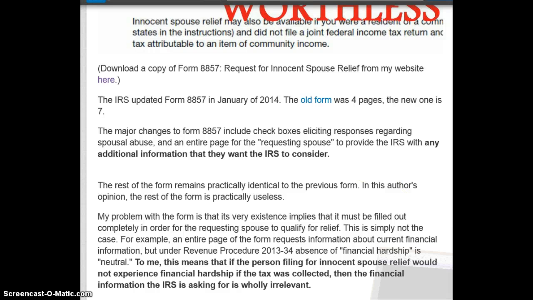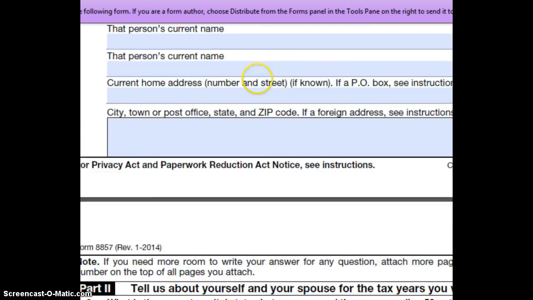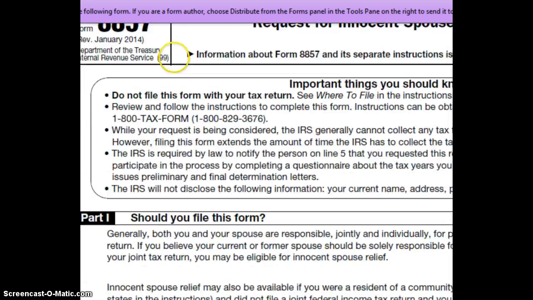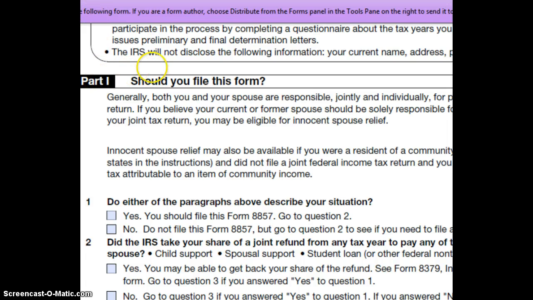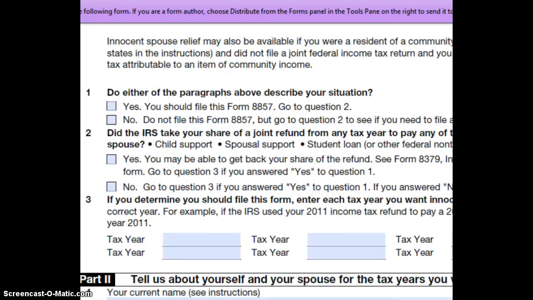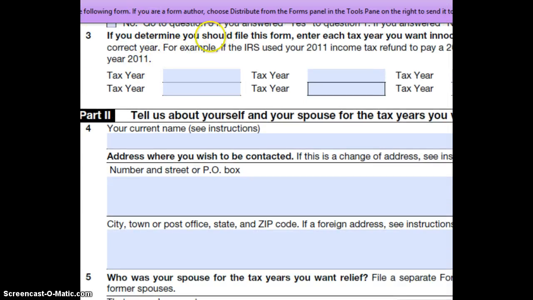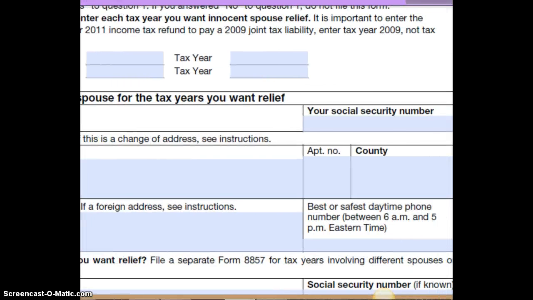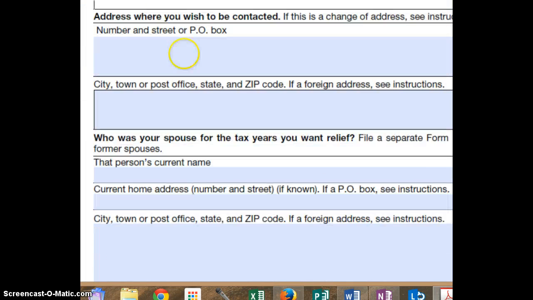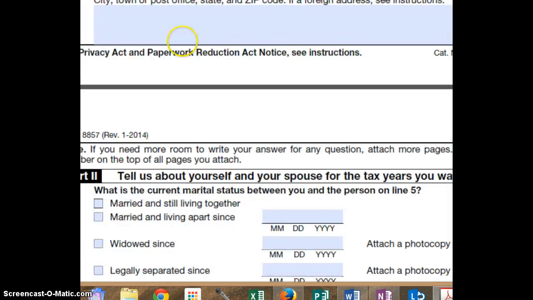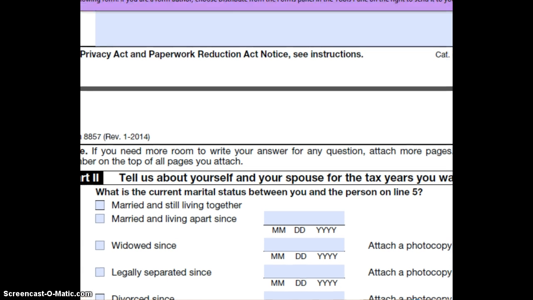Now, let's just look at the form for a minute here. So here we go. Here's the form. It starts off asking you for some basic information. It tells you whether or not you should file the form. So that's good, I guess. If you're doing it on your own, you want to know whether or not you actually qualify for the threshold conditions. Then you're going to tell them about yourself: your name, your social security number, your address, and who your spouse was for the years at issue. So that's some basic information that the IRS is going to need, and the form provides a convenient place to provide that. Okay, but let's just go a little bit further.